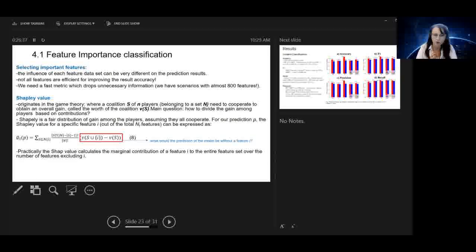Shapley value comes from game theory. So you have n players and you have a coalition of these players. The way Shapley value is calculated is basically trying to see the weight of each player in order to distribute the whole gain that the coalition has. So this is just a mathematical expression, but basically what it does is take out each of the players and reevaluate the gain so that it's a fair distribution among players.